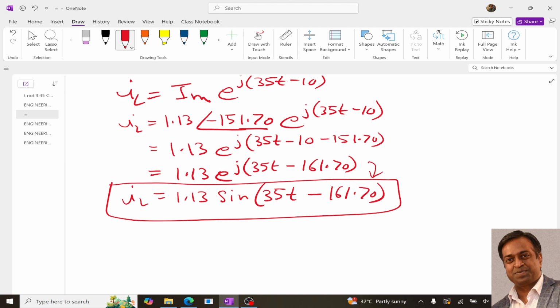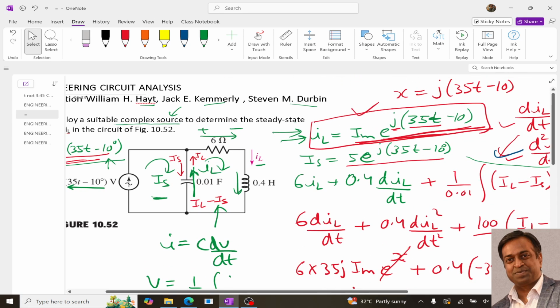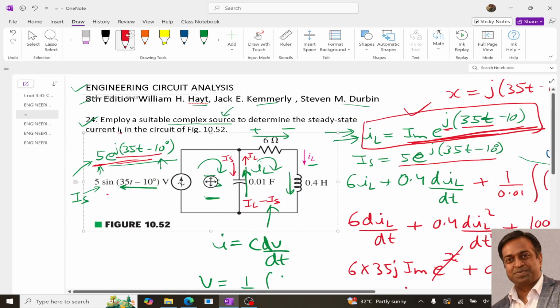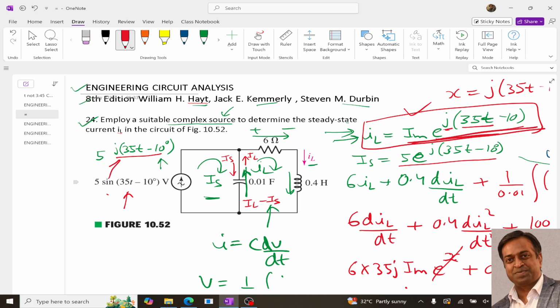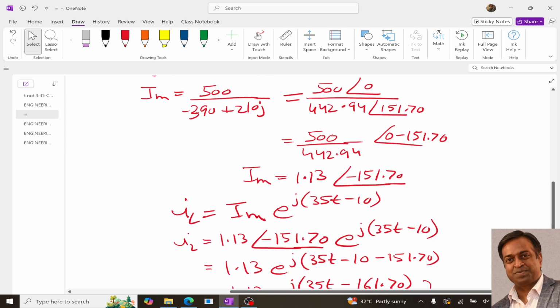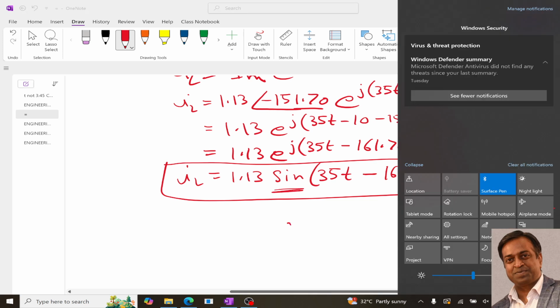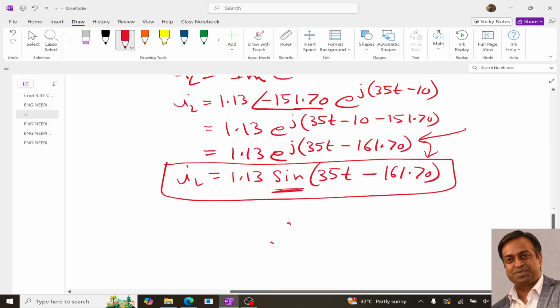How did I come from exponential to sine? Because in the starting of the question, let me show you, it is given that our current source is in sine wave. That is where we convert this sine wave into the complex form, right? So at the end, when we get the IL in this form, we need to convert it back to the actual sine or cosine form. Over here it is sine, so I convert it back to sine. It is 35t, and so on. So once I get the answer in exponential form, then straight away we can convert it into the sine form. So this is the answer to this particular question.